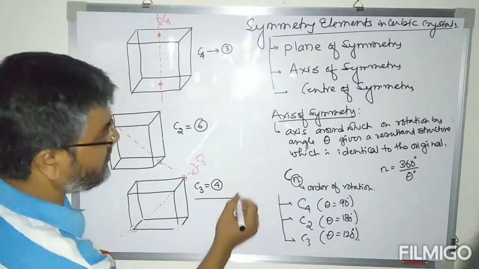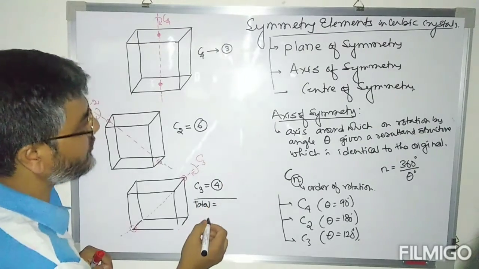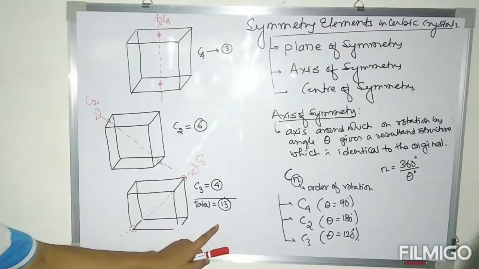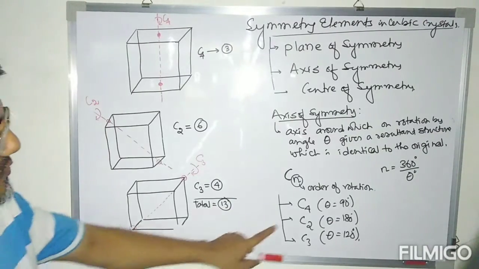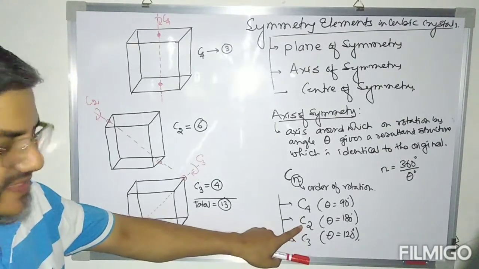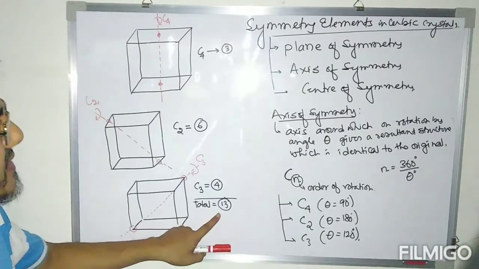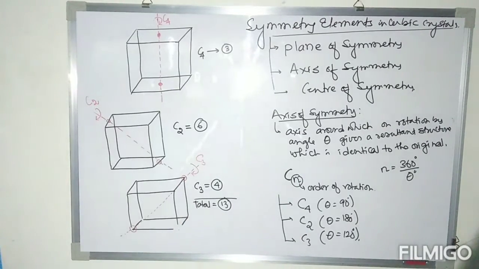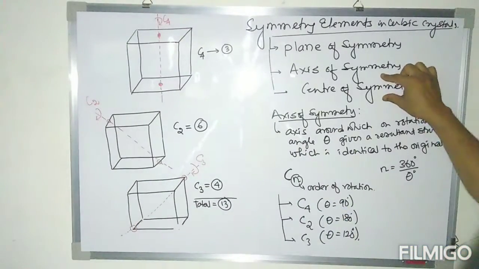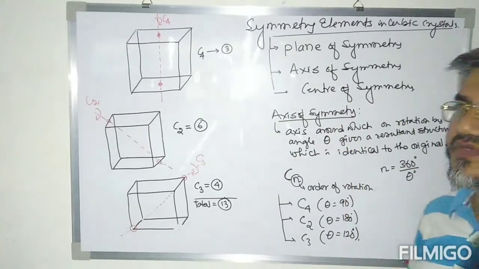So total number of axes of symmetry possible in a perfect cube is 13. So there are 13 axes of symmetry, out of which we have 3C4, 4C3 and 6C2 axes, total giving you 13 axes of symmetry. And after this we have center of symmetry. So the last one is center of symmetry.